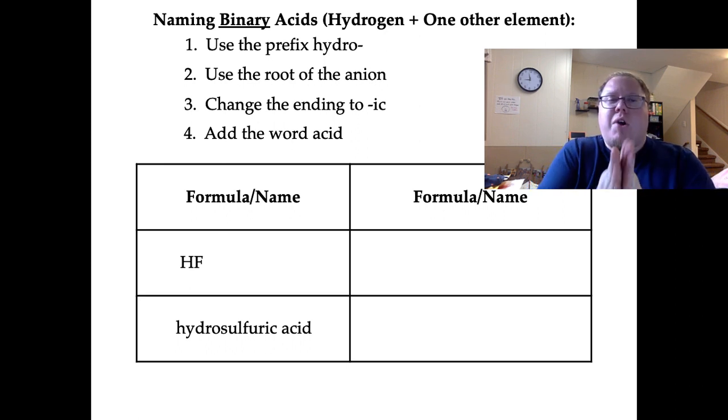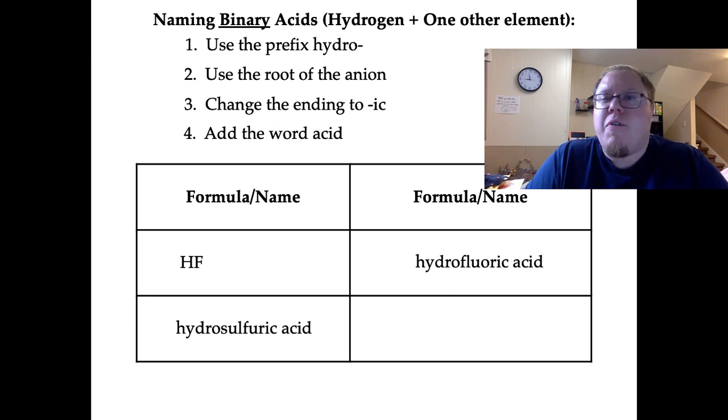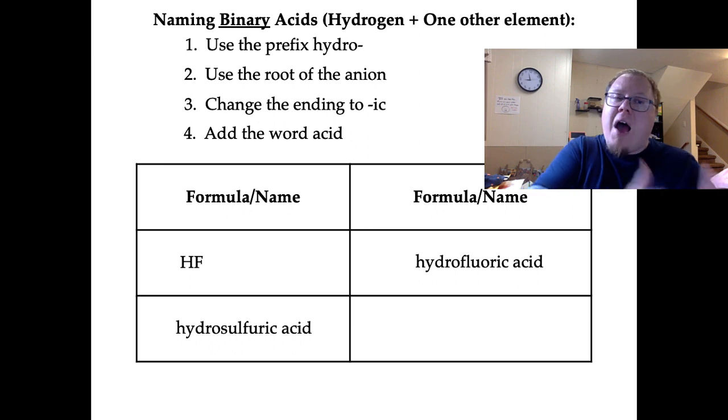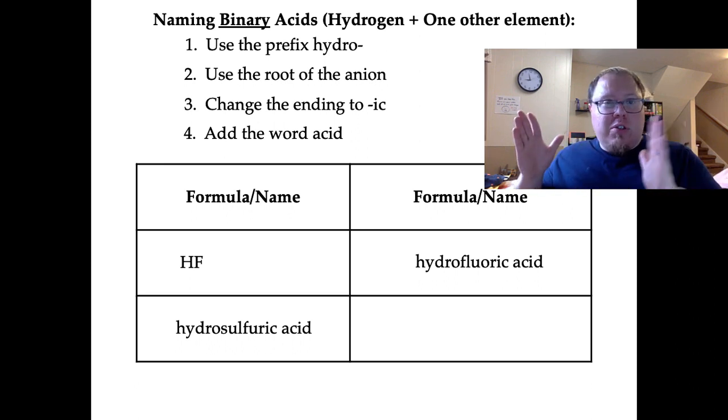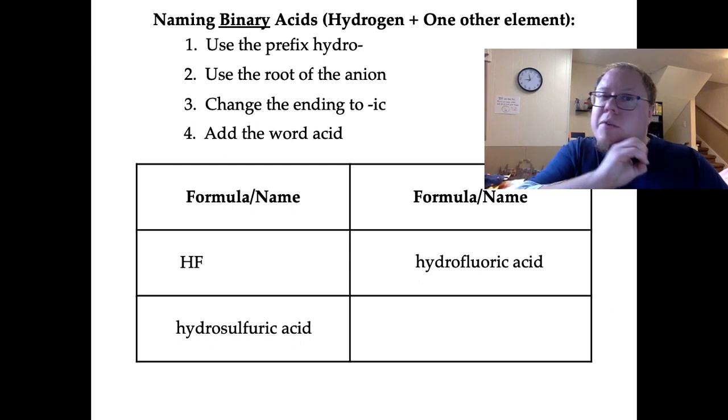Okay, so what would it be called? Hydro, first off. That's fluorine, so change it to fluoric acid. Hydrofluoric acid. Right? Now, going backwards, we have hydrosulfuric acid. So this is going to be hydrogen with sulfur. The hydro means it's binary.